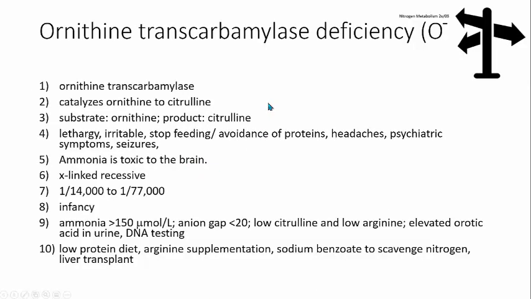Ornithine transcarbamylase is the next disease we're going to talk about. Again, like the last disease, this comes from your lecture on nitrogen metabolism, which was given to you last semester. In this case, the patient is normally diagnosed because there is a very bizarre ammonia problem. The ammonia in the blood is extremely high, and there's an anion gap that is much less than 20. They will also have low citrulline and low arginine in their blood. You will also note that there is elevated orotic acid in the urine of these patients.